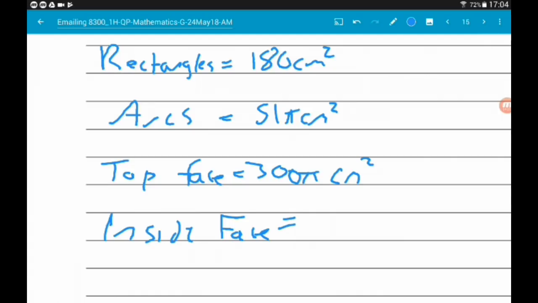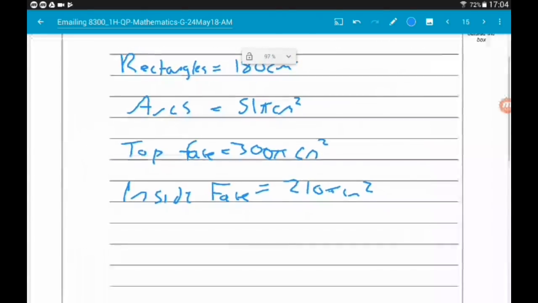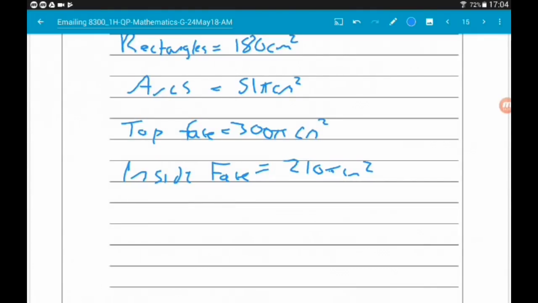And he is 210 pi centimeters squared. So the total surface area is these three things added together. So the total is, now be careful here, the area of the rectangles, 180 centimeters squared, is nothing to do with pi. So that is going to remain separate.